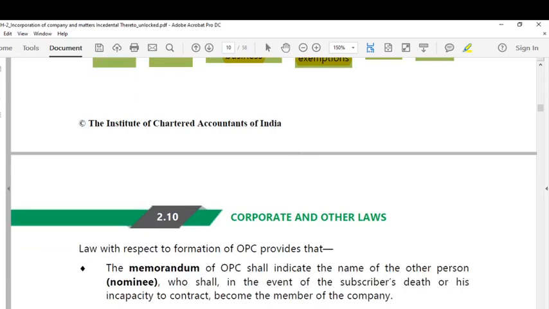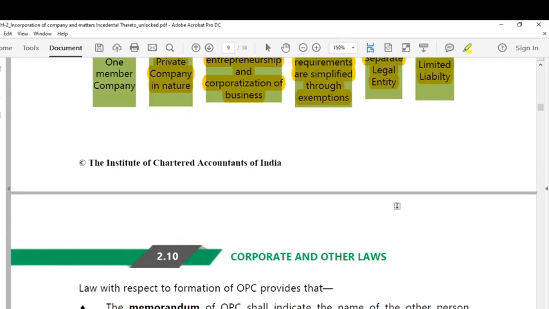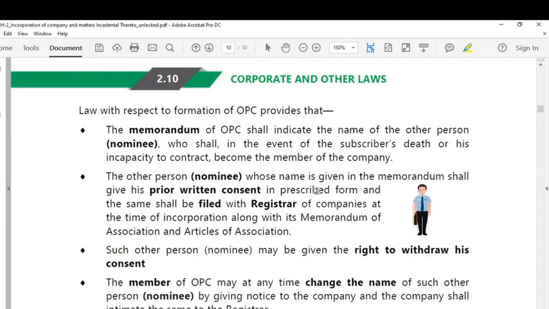And now we are going to discuss some special features and special provisions that are available to a one person company. There are about 12 special provisions given in your curriculum which are unique to a one person company only. So the first special feature with regard to formation of a one person company is that the memorandum of OPC has to indicate the name of the nominee while filing its documents with the registrar of companies for incorporating the one person company.